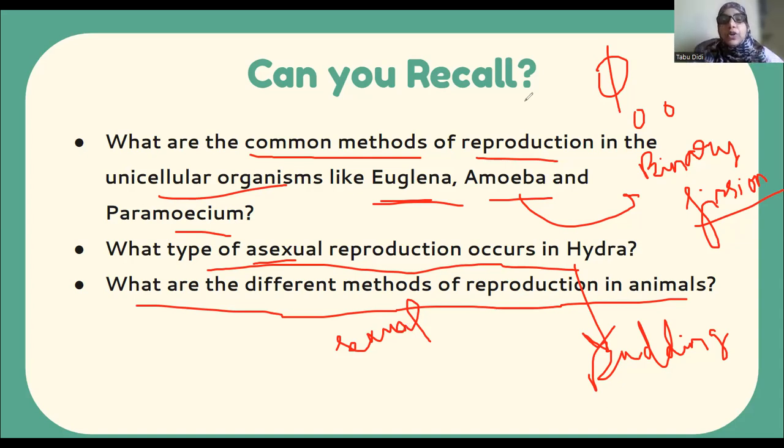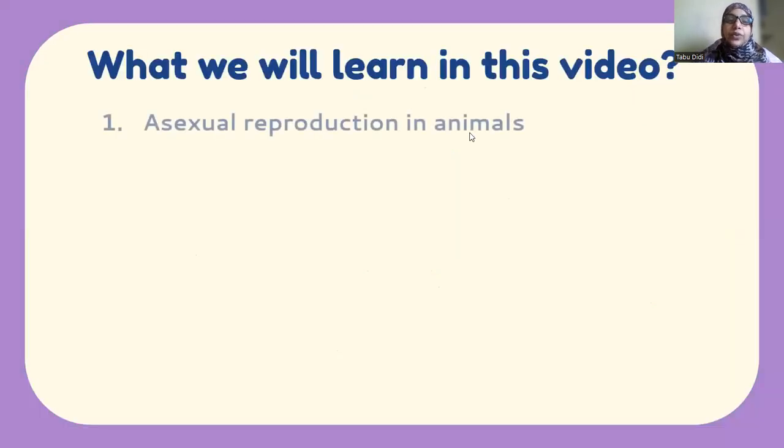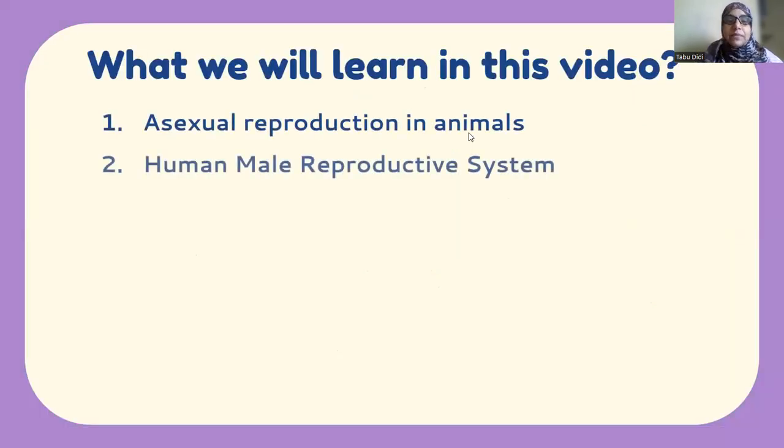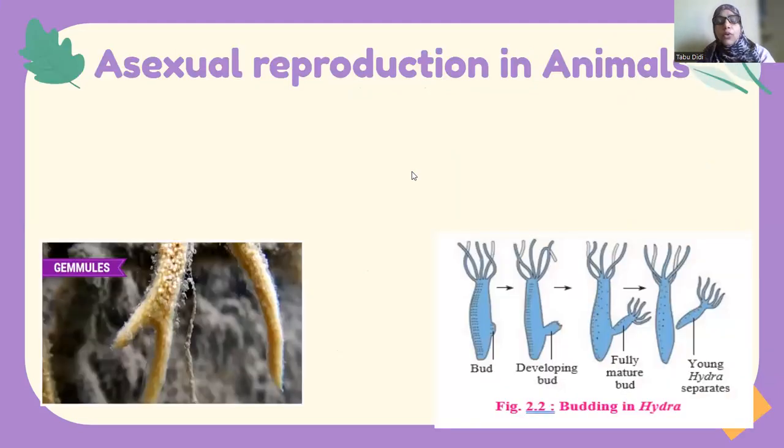Okay, so let's move on to the first part, the introductory part of reproduction in animals. In this video, we are going to do asexual reproduction in animals, and we will also cover the introductory part of the human male reproductive system. This is chapter 2 in Maharashtra board and chapter 3 in CBSE. So we are going in the flow only.